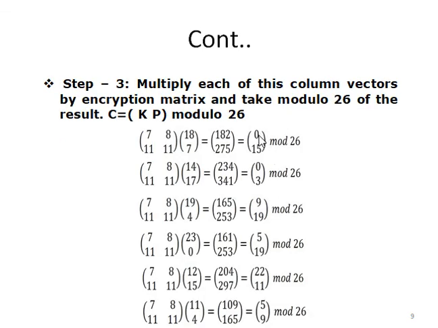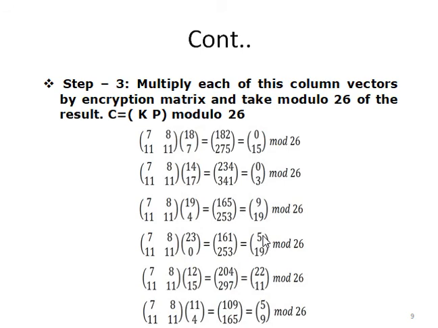For 0, the equivalent character is A. For 15, the equivalent character is P. So you will get the pair AP. For this 0, 3, the equivalent character for 0 is A, and for 3 you will get the equivalent character D. So the next pair is AD. For this pair 9 and 19, the equivalent character for 9 is J, and for 19 that is T. So you will get the pair JT.